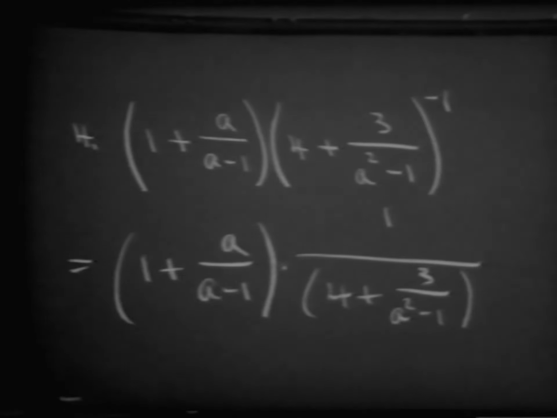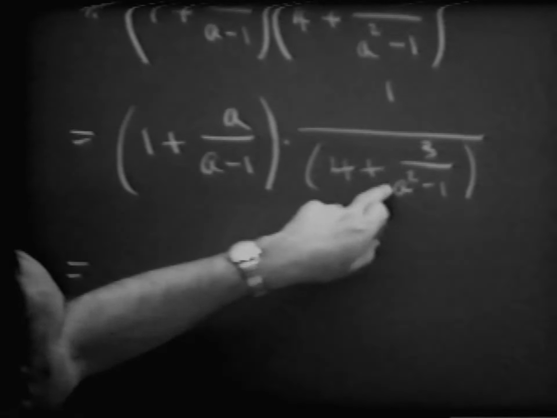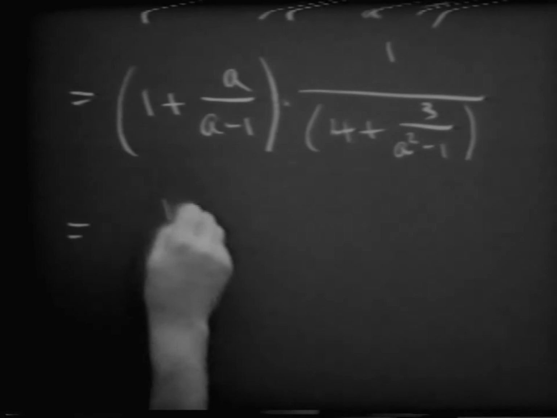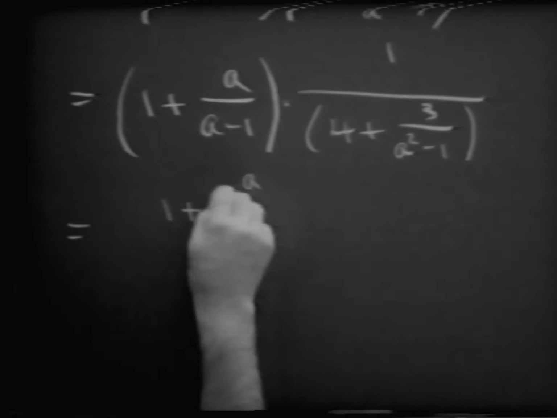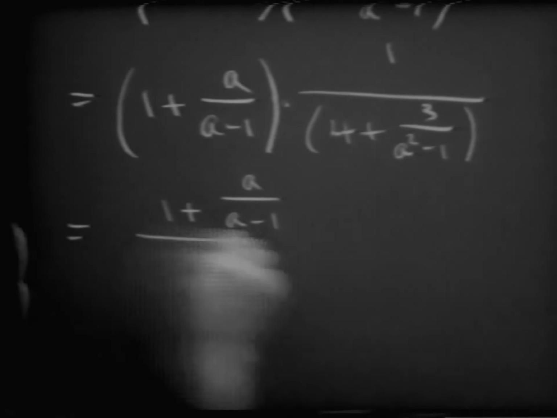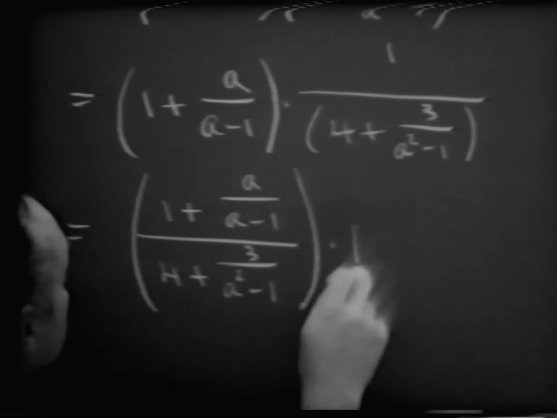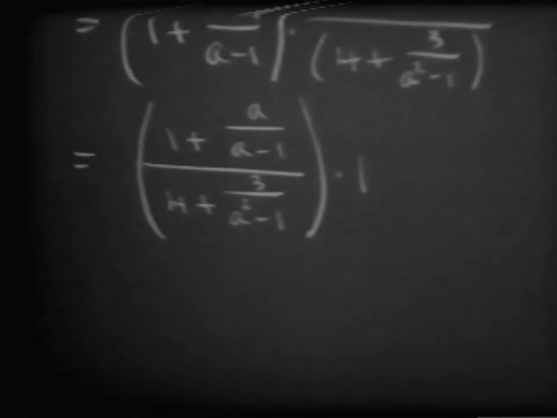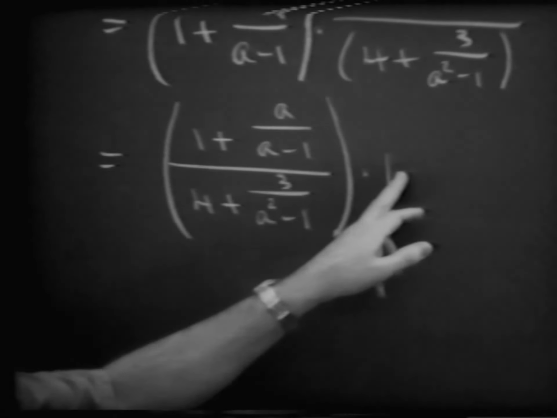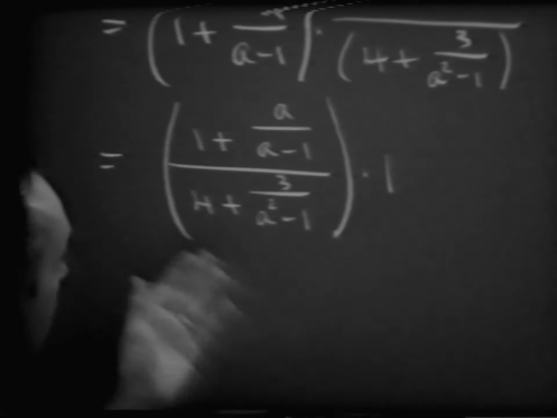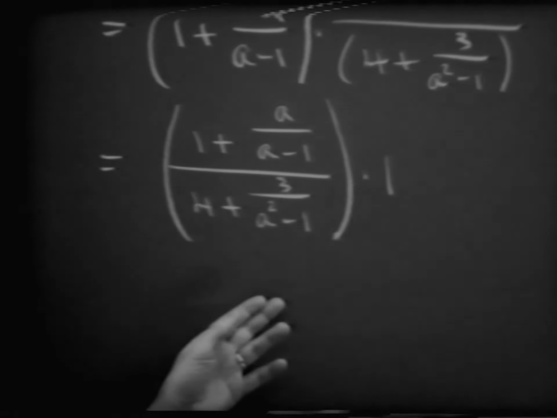Now, let's use our theorem, which says x times 1 over y is equal to x over y. Is that right? So then in our numerator, we have 1 plus a over a minus 1, all divided by 4 plus 3 over a squared minus 1. Now, let's look at this and think of this as times 1. And what I'd like you to do now is to pull out of your hat some name for this number 1, which is going to help you simplify this expression.